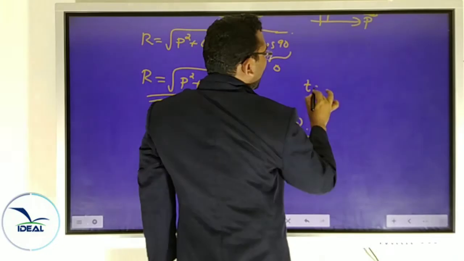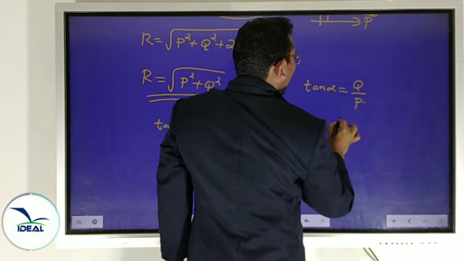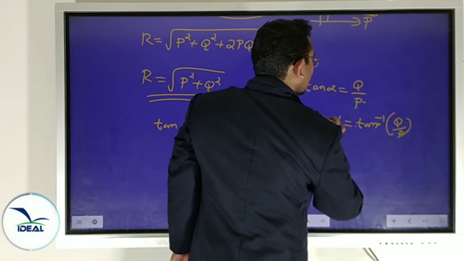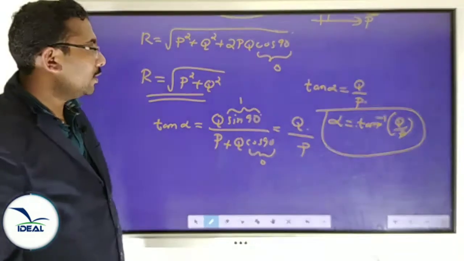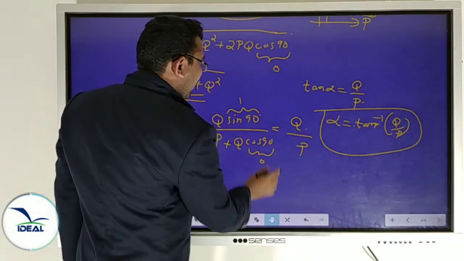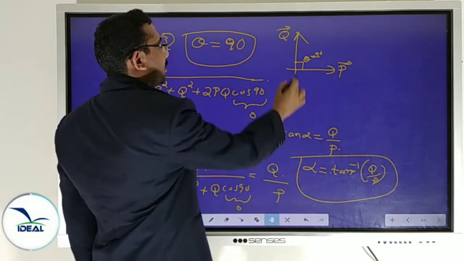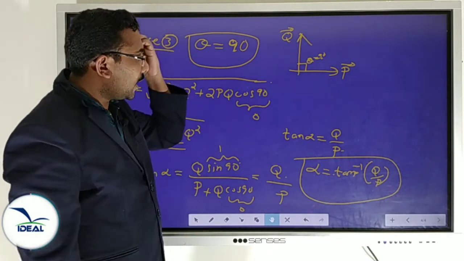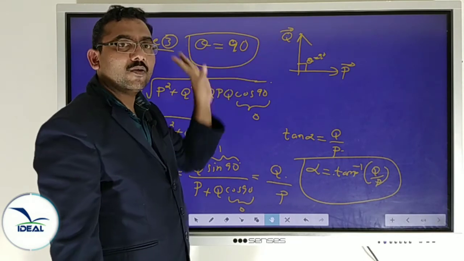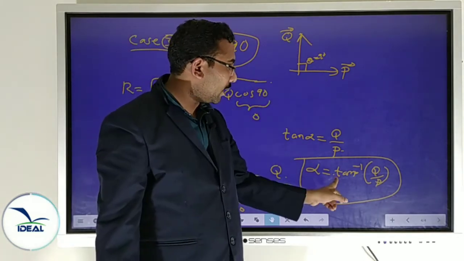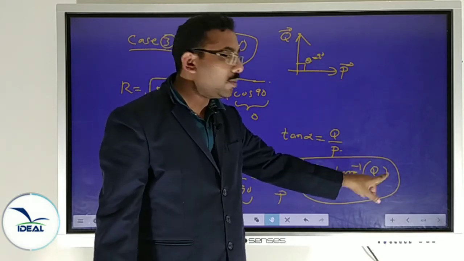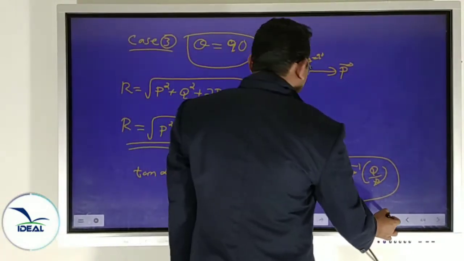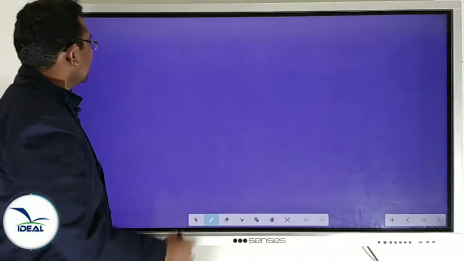That is tan alpha equal to Q by P, or alpha equal to tan inverse of Q by P. Okay. We can find the direction by tan alpha equal to Q by P. If you use tan or sine, the second vector is first. That is Q by P, tan, Q by P. Remember, Q by P. Okay. Then last method. This is not a special case.